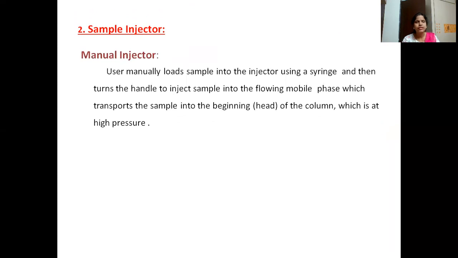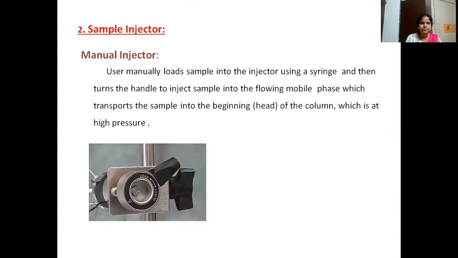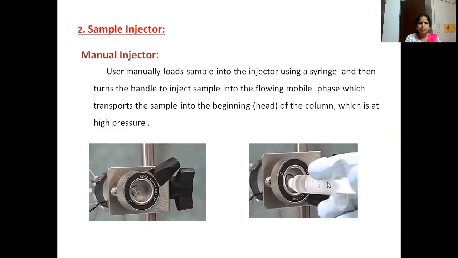Now the sample injector. The sample has to be injected into the column. We can do this by a manual method, or we also have an auto injector. A manual injector is where we inject the sample here with the help of a syringe. First we have to take the sample in a syringe and then inject it. Then you have to close it and then open the knob. When you open the knob, the sample that we injected will enter the column. So this is a manual injector.